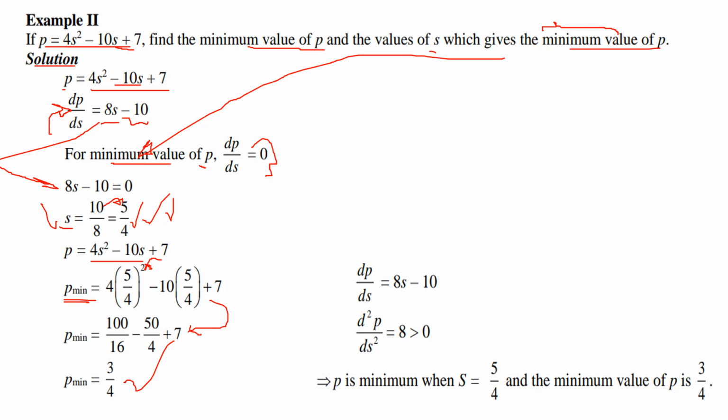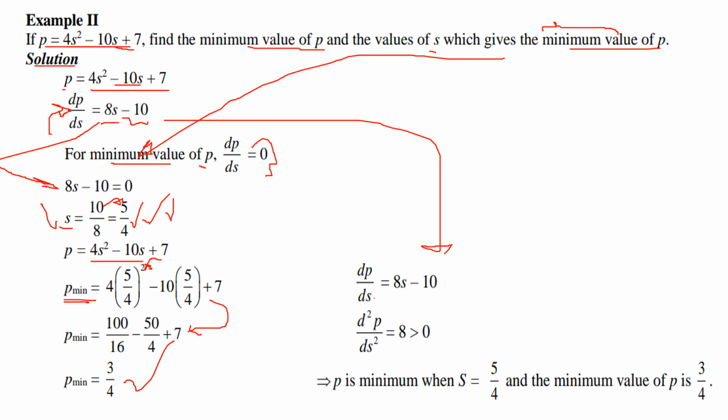So finding the PDS, remember that we found it as our first derivative to be equal to 8s minus 10. So we have got the value of p and we have got the value of s. So we need to know which kind of minimum or maximum the second derivative gives us. Does it give us a minimum value or a maximum value? Remember that for maximum value, the second derivative value must be negative, and for minimum value, the value of the second derivative must be positive.